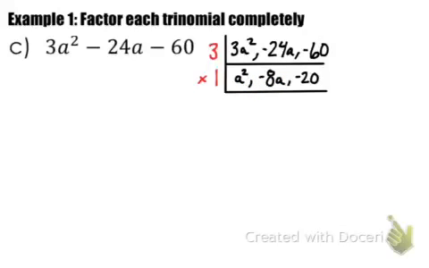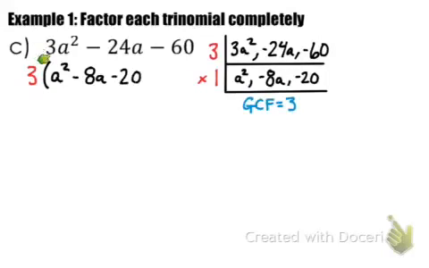So that would be it. The greatest common factor that we'd have to take out first is just 3. When we factor it out on the left-hand side, we're left with a 3 on the outside, and a squared minus 8a minus 20.